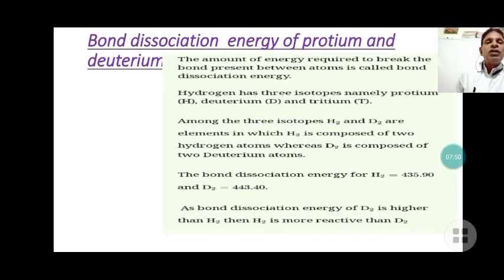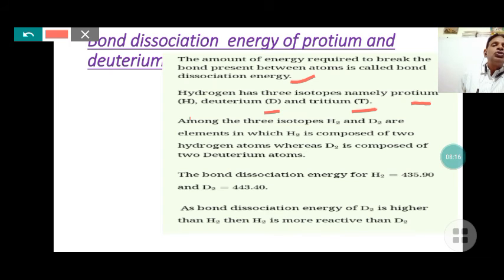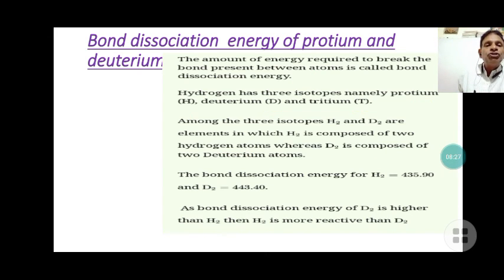Now what is the bond dissociation energy? The amount of energy required to break the bond present between the atoms is called the bond dissociation energy. Hydrogen has three isotopes, namely protium H, deuterium D, and tritium T. Among these, H2 and D2 are the elements in which the molecule is composed of two hydrogen atoms, whereas D2 is composed of two deuterium atoms.